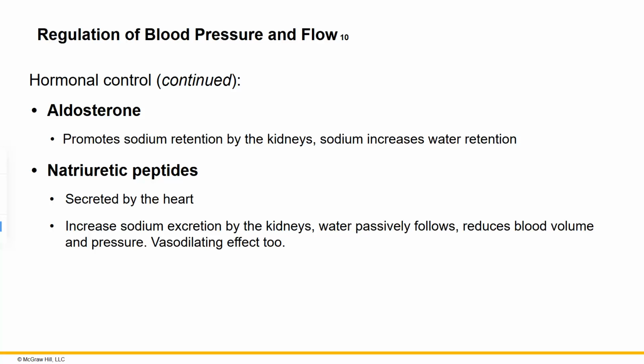Aldosterone promotes sodium retention by the kidneys. Sodium increases water retention as well. So if we retain more sodium, more water stays in the body, and ultimately that increases our blood volume, which increases our blood pressure. Natriuretic peptides are secreted by the heart. They increase sodium excretion by the kidneys. Water passively follows, which reduces blood volume and pressure. There's a vasodilating effect too, so natriuretic peptides decrease blood pressure.